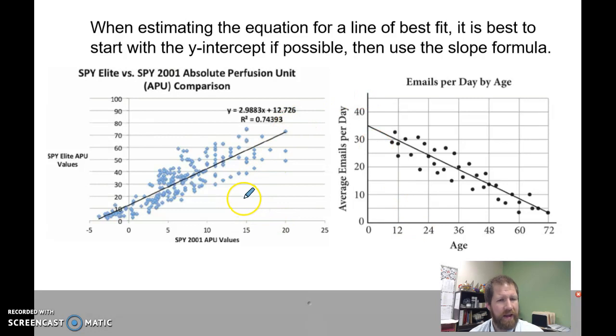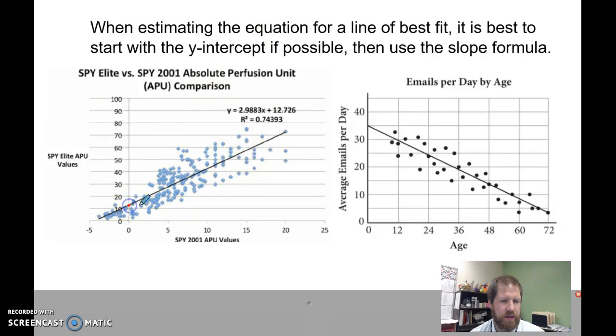And to do that, we are going to need to figure out the equation for this line, or at least estimate it. Because sometimes these equations are really pretty weird. They're not nice, even numbers. So we're going to be estimating it. And the best way to do that is to start, if you can. Sometimes you can't, but usually we will be able to. Start by finding the y-intercept.